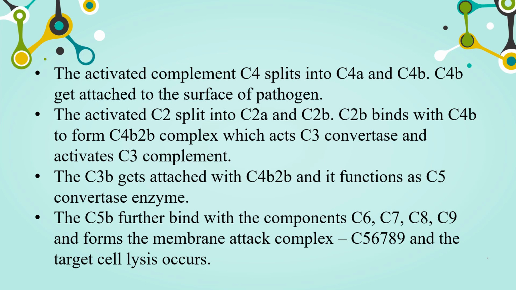The activated C2 splits into C2a and C2b. C2b binds with C4b to form the C4b2b complex, which acts as C3 convertase and activates the C3 complement. The C3b gets attached with C4b2b and it functions as the C5 convertase enzyme. The C5b further binds with the components C6, C7, C8, C9 and forms the membrane attack complex C5b, 6, 7, 8, 9, and the target cell lysis occurs.